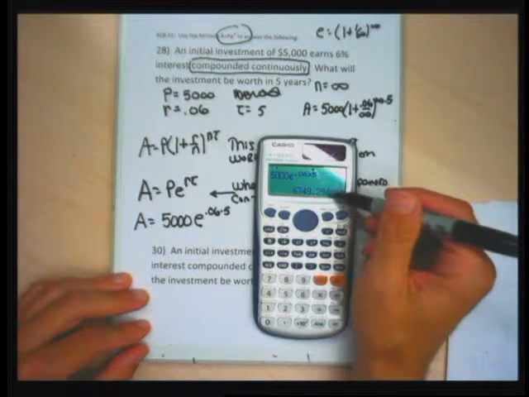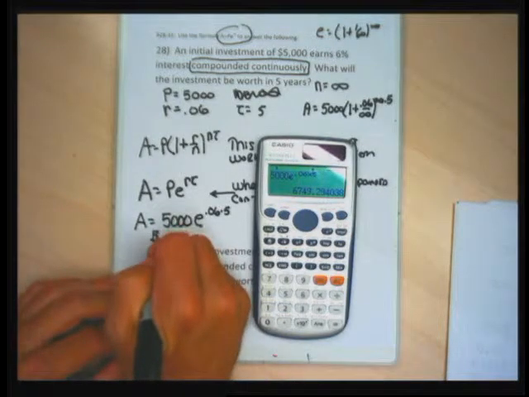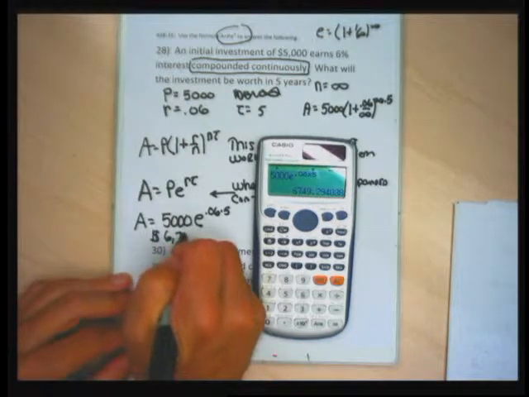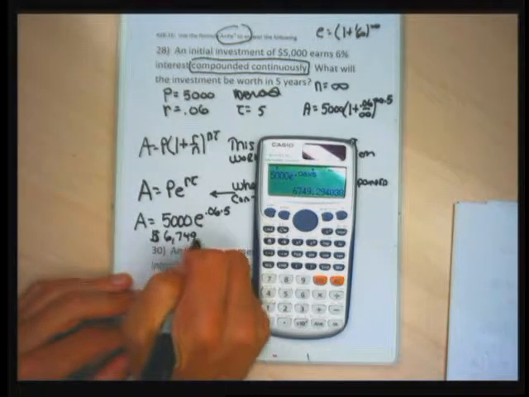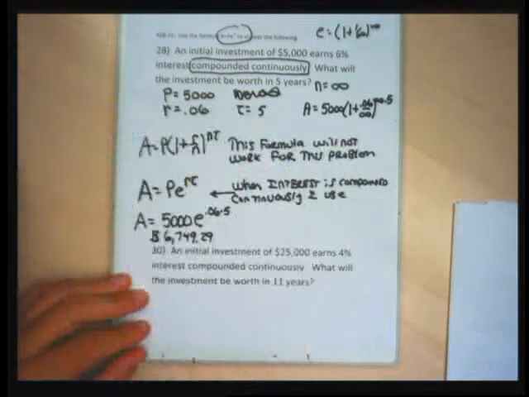So I see 29.4 cents. I'm just going to round to 29 cents. So the answer to problem 28 is, in 5 years, my $5,000 is going to grow to $6,749.29.